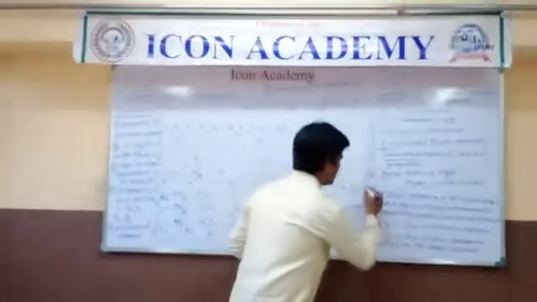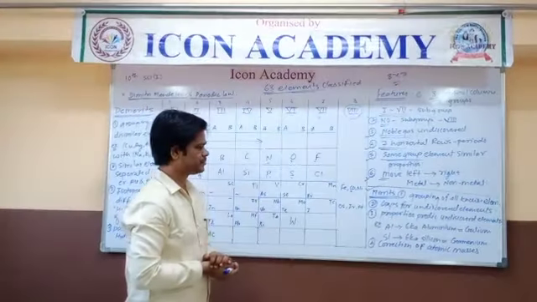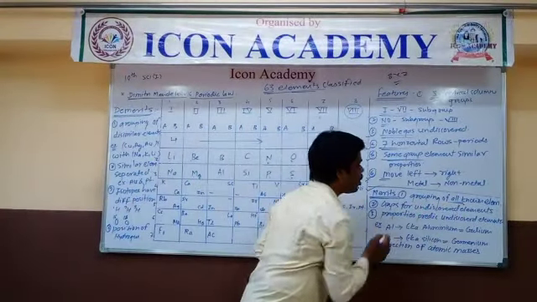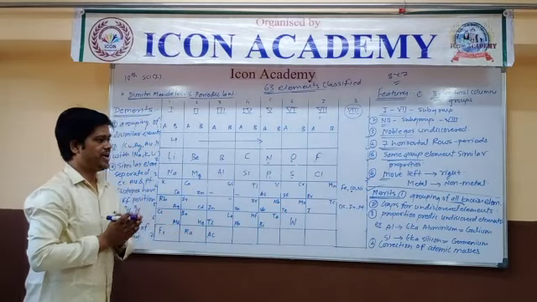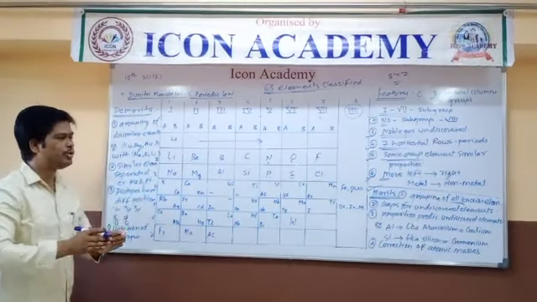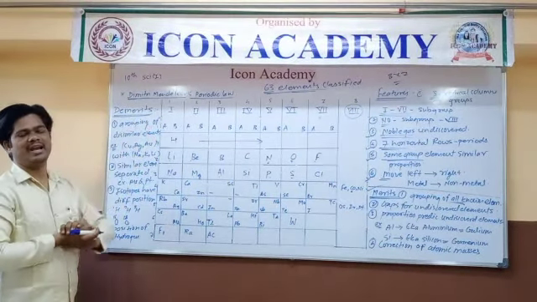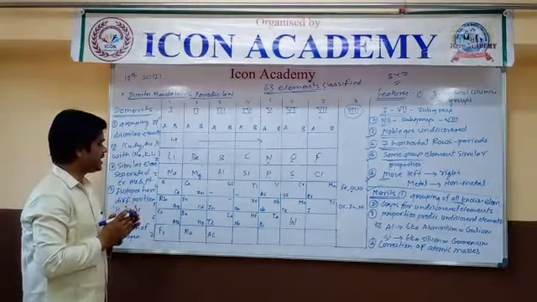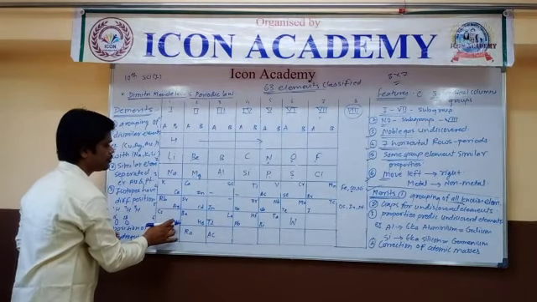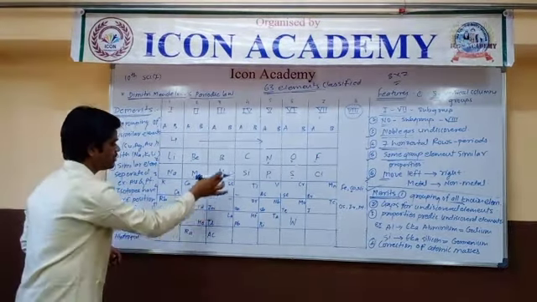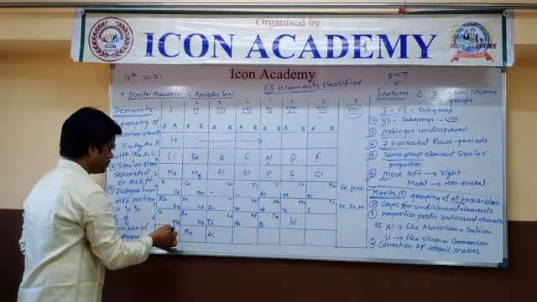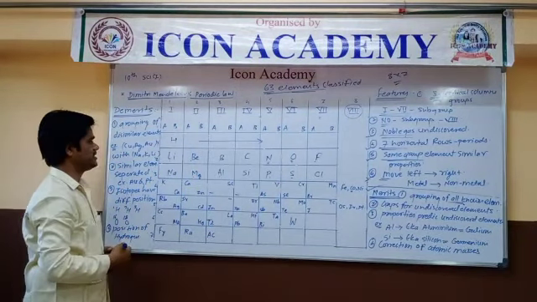What are the important merits of Mendeleev's periodic table? Grouping of all known elements. Mendeleev grouped all the known elements, 63 elements. How was the grouping done? Here is the first group, then the second group, the third group, from hydrogen up to francium here.